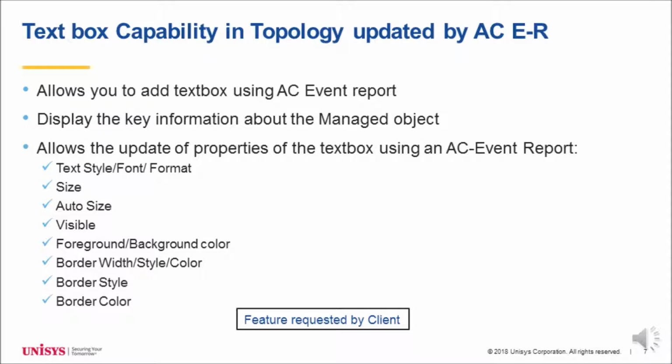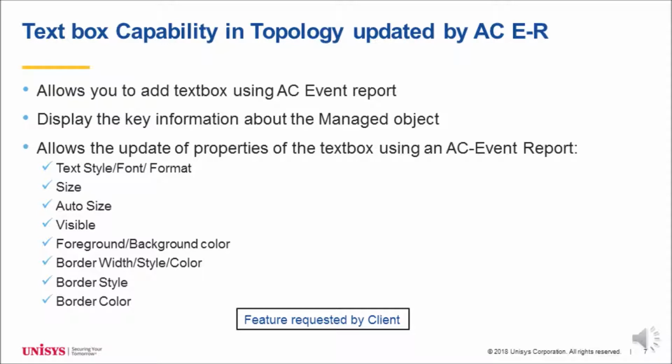Text box capability in Topology updated by ACER. Often key information needs to be displayed to the operator. Currently the only way is to use the properties associated with a managed object. In some cases, you may have to define user properties for the information, then the operator can see a value while hovering over the object icon or looking at the object properties. This is not ideal as it is difficult to convey key information from managed objects or applications.